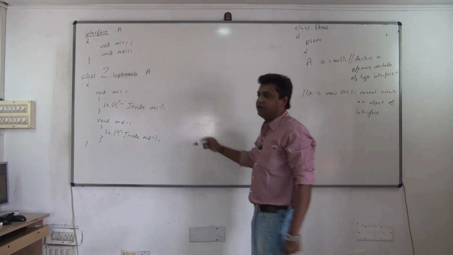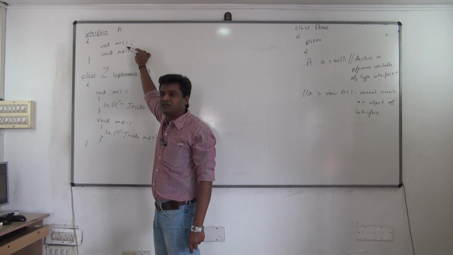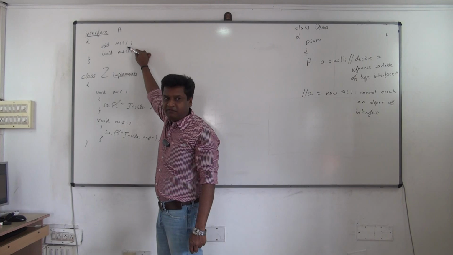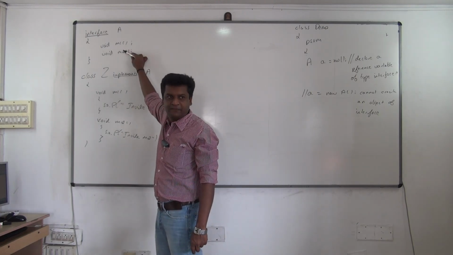So I told you one point. Interfaces do not contain any implementation. They set the standard for other classes to complete the implementation. I told this point, now we are revising that point. See here, interface A is there. Class Z is completing the implementation for interface A.